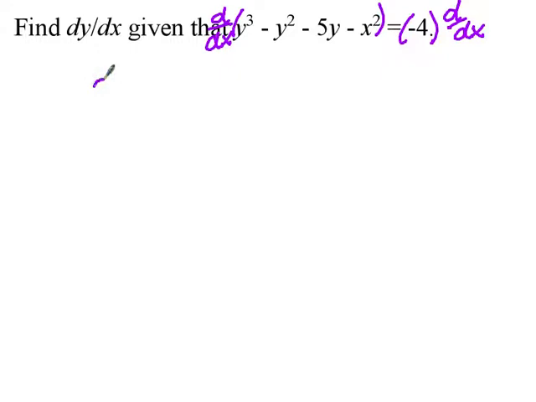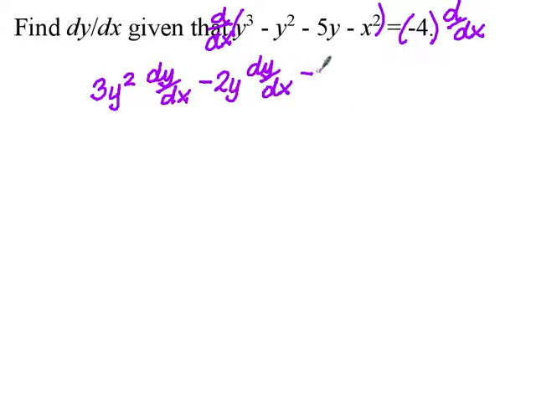Which is 3y squared. What do you get? dy dx. Very good. What do I get now? Negative 2y times dy. Okay. And negative 2x. Negative what? Minus 5. Yep. Okay, then minus 2x. And then what? Equals 0.